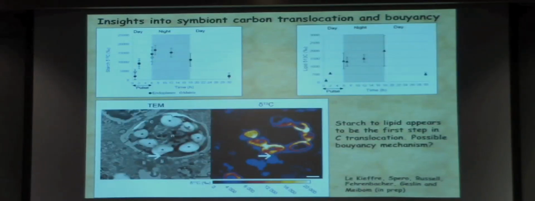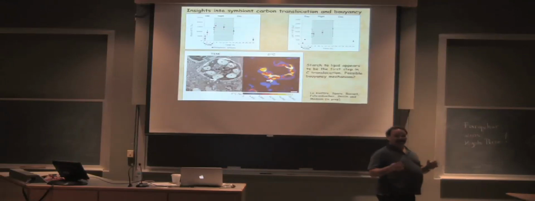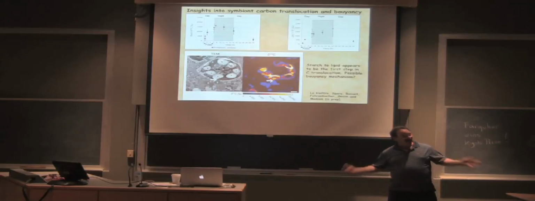Why lipid? Two reasons. Number one, it's easy to go from a carbohydrate to lipid, but the other is forams have a problem in the open ocean. They're making a shell. They're calcifying. Calcite has a density of 2.2 grams per cc. It's more than twice as dense as water. You add a lot of calcium carbonate, you're going to sink. There's no other way about it.